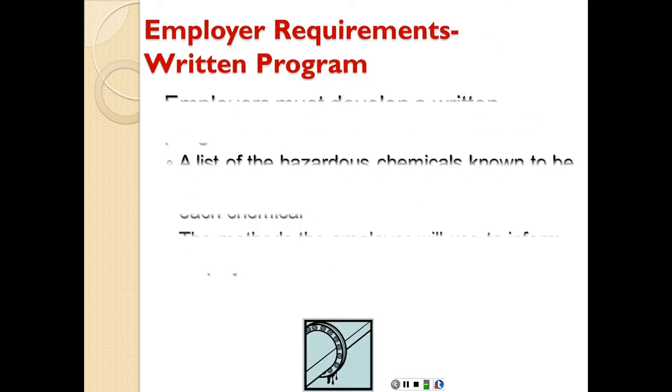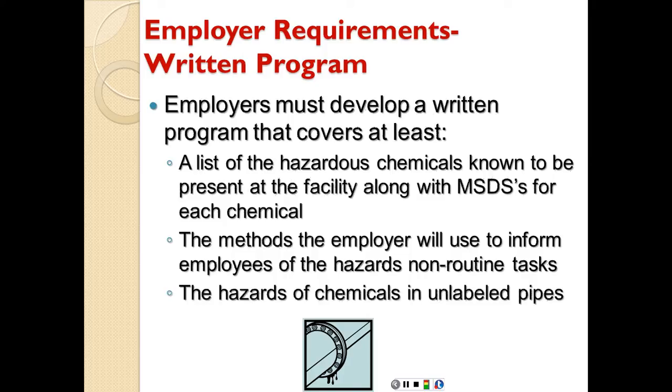The requirements for a written program. The employers must develop a written program that covers at least the list of hazardous chemicals known to be present at the facility, along with their material safety data sheets for each one of these chemicals, showing, for example, what are the symptoms of exposure to that chemical, what is the cure for the exposure to that chemical, what are the dangerous limits time-wise and quantity-wise, and so on.